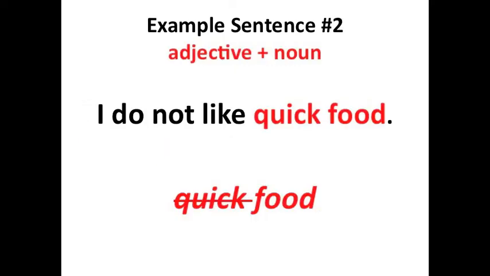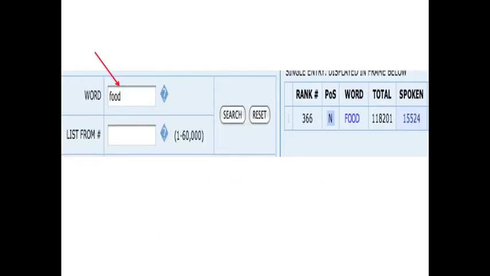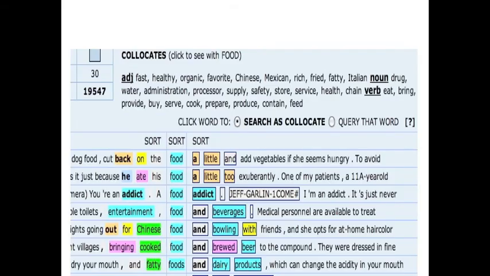Let's solve one more problem, but this time it is an adjective plus noun collocation problem. I do not like quick food. There is something wrong with this sentence. Quick food. Quick is an adjective, food is a noun. So let me find a correct adjective for the word food. I type the word food because I'm looking for an adjective for the word food. And I know that food is a noun. So here's the collocation section of the Wordandphrase.info website.